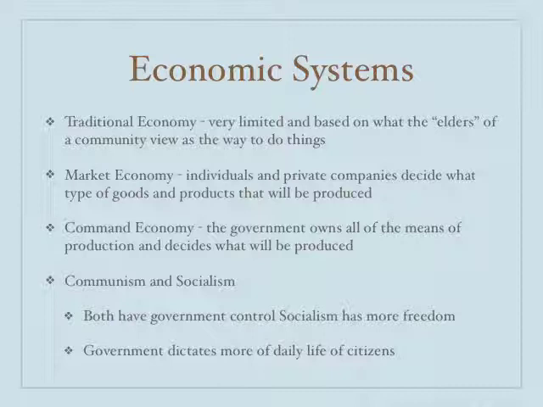A market economy. Individuals and private companies decide what type of goods and products will be produced. A command economy, the government owns all the means of production and can decide what will be produced. Communism and socialism are examples of a command economy. Both have government control. Socialism has a little bit more freedom. And under this, the government dictates more of the daily life of citizens. Where you can shop, what jobs you can have, where you can buy things, what type of health care you can choose.